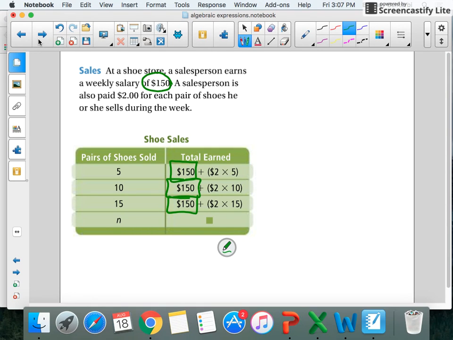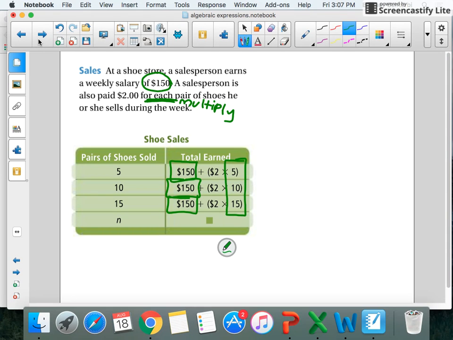But for each pair, this tells us each means multiply. For each pair, they're going to get $2. So if they sell 5 shoes, they're going to get $10. We have to multiply the number of shoes times the $2, and then they automatically get the $150. So if they have 10 shoes, multiply that by $2, 15 shoes. So if we notice, the only number that is changing here is this.